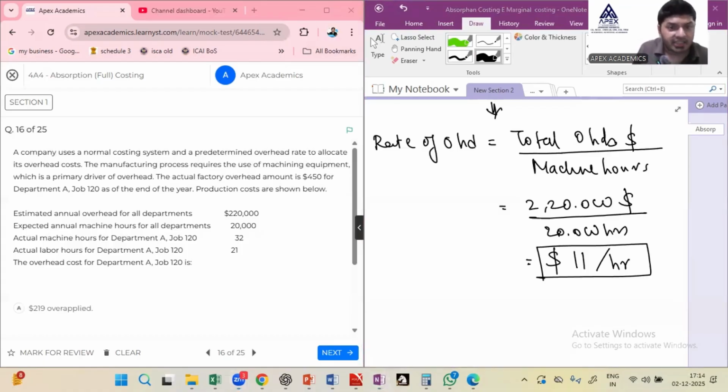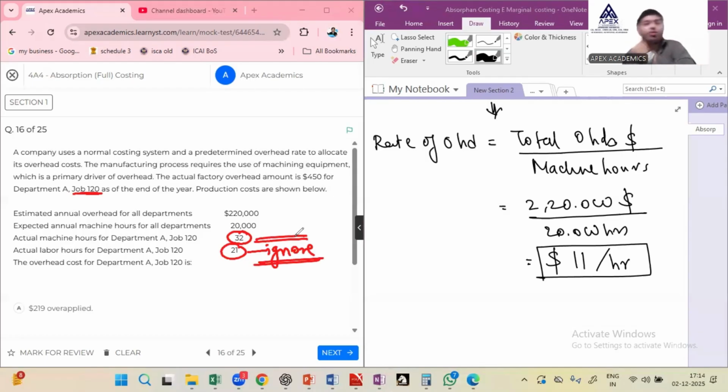Please try to understand that in this particular job 120, the actual machine hours are 32. Sir, the actual labor hours are also 21. We will ignore this. We must ignore this. Why the hell should I ignore this? I will ignore this because my manufacturing process is machine centric and not labor centric. I use machine and not the laborer. Had I used the laborer, was it labor centric, I would have given the recovery based on these 21 hours. But now the recovery will be made based on these 32 hours because I am machine centric.